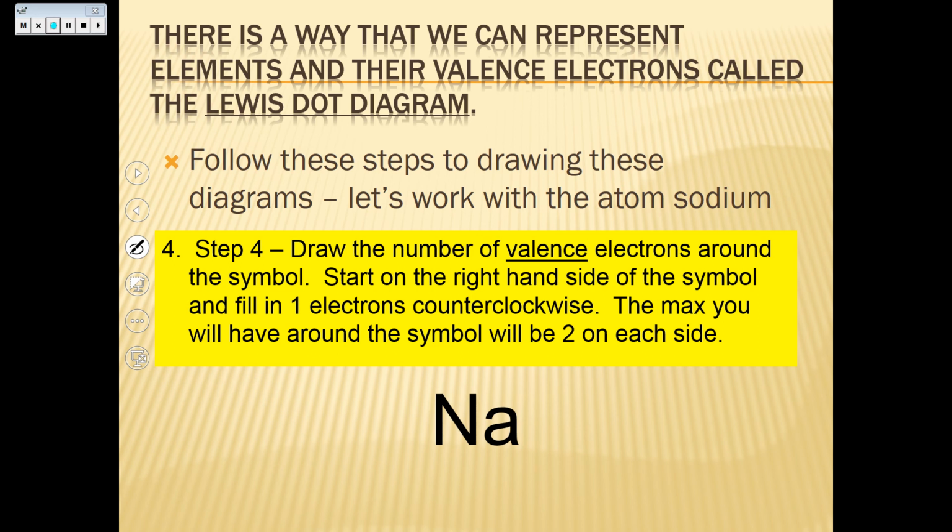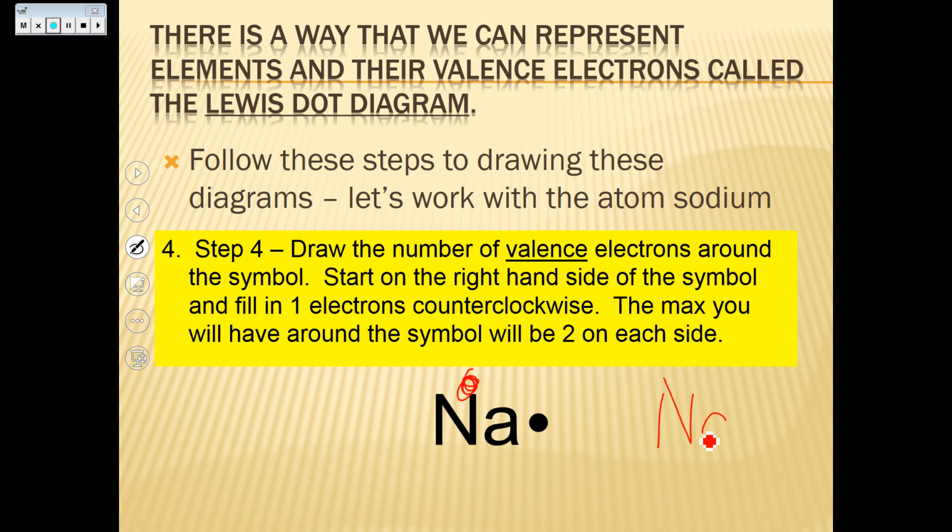And then draw the number of valence electrons around the symbol. Start on the right-hand side of the symbol and fill 1 electron counterclockwise. The max you will have around the symbol will be 2 on each side. So because sodium has 1 valence electron, it will have 1 dot around it. If you have more than 1 electron, you have to fill it in on one of the sides before you start to double up.